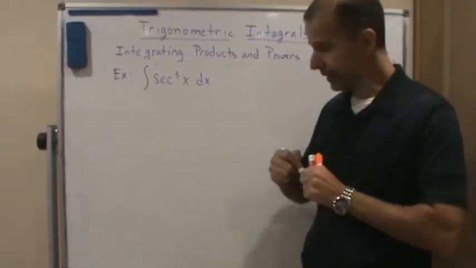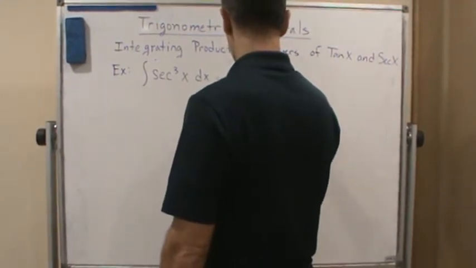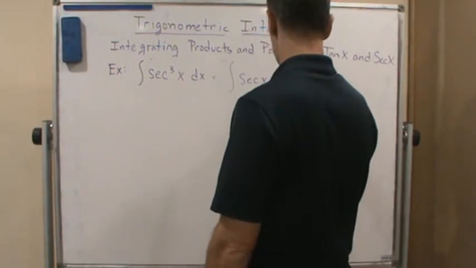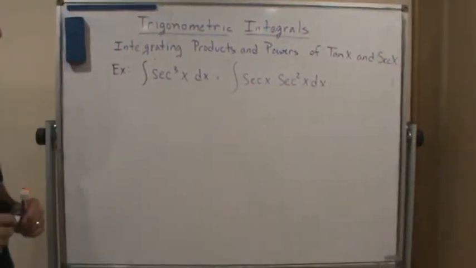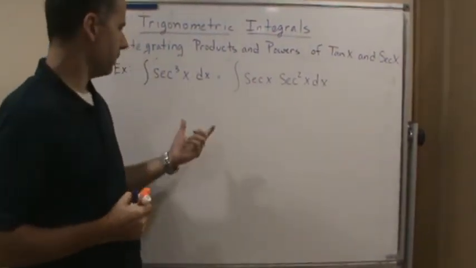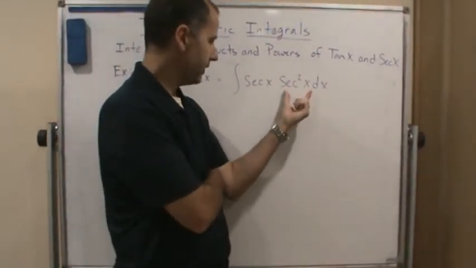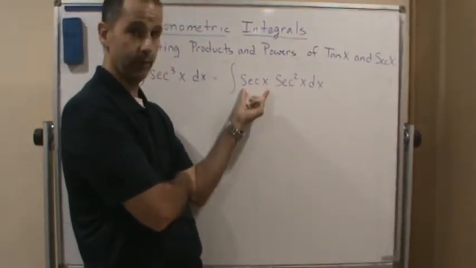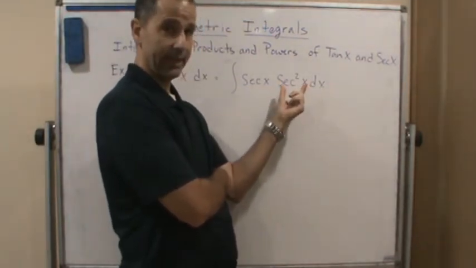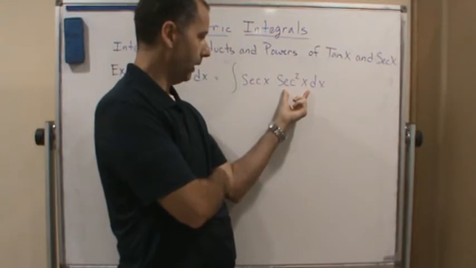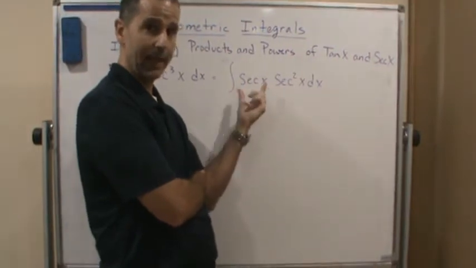Okay, so to see this, I'm going to split this up into secant x, secant squared x dx. Okay, and so if we split it up this way, because we can't deal with this, we see that we've got this piece and this piece. Well, this piece I can take the derivative of. The derivative of this is secant tangent. But I can't take the derivative of this, but I can integrate this. Okay? Because the antiderivative of this is tangent. So I can use integration by parts and see what happens.